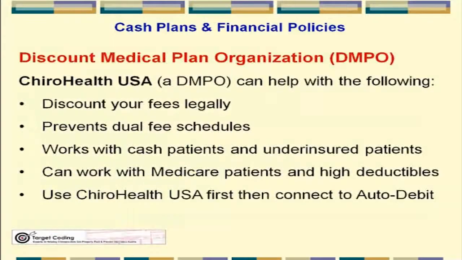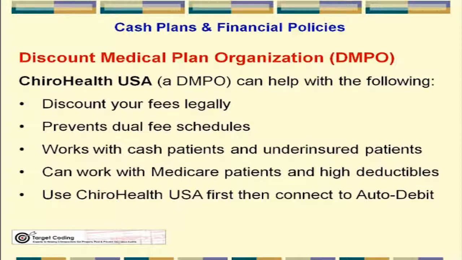Next, let's say you want to charge your personal injury and regular insurance patients $150 per visit. Don't use that fee, but let's say you want to charge $150 for your personal injury patients. And now you have a cash patient come in. You want to do the same thing and only charge $30. You can do that if you join a discount medical plan organization. The one I like best is Chiro Health USA.